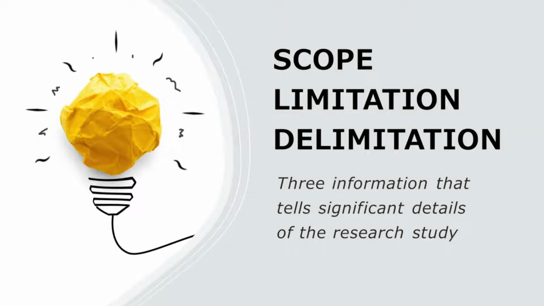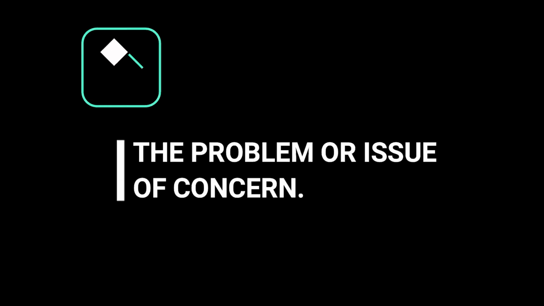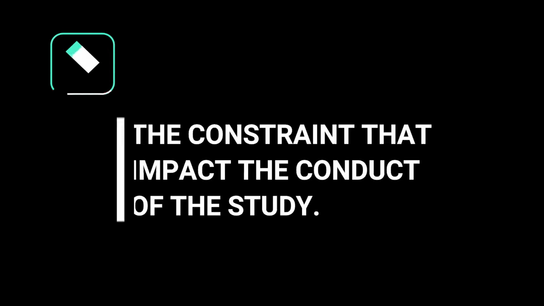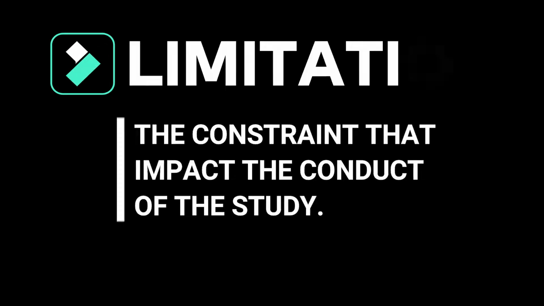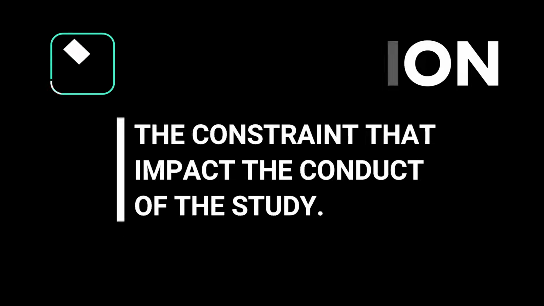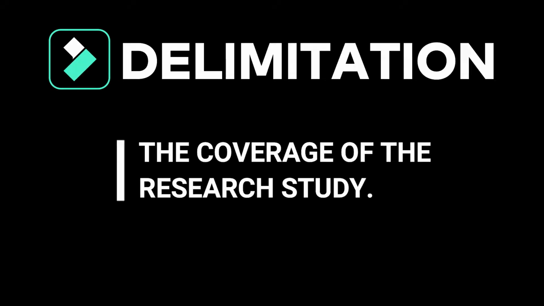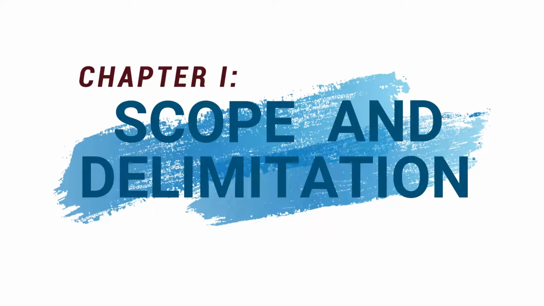Scope, limitations, and delimitations are three terms that address the details of a research project. The term scope refers to the problem or issue that the researcher wants to study. Limitations is a term used for constraints that impact the researcher's ability to effectively study the scope of the project, while the delimitations state what the researcher will only cover. I'll discuss their differences further as we talk about today's lesson, which is the scope and the limitations.